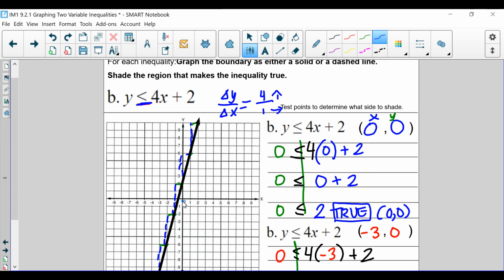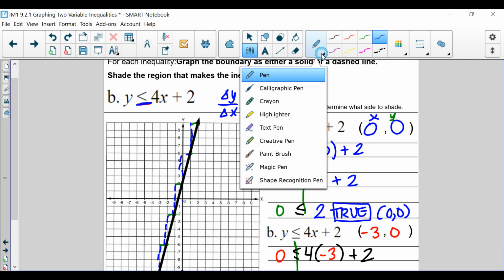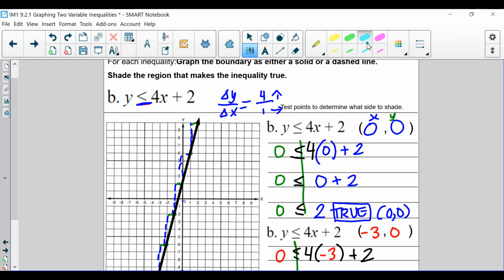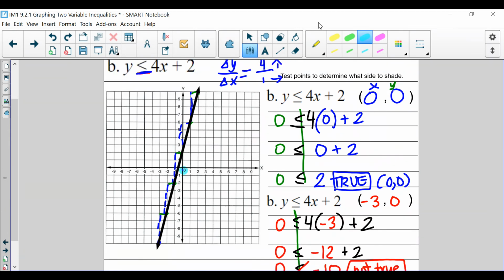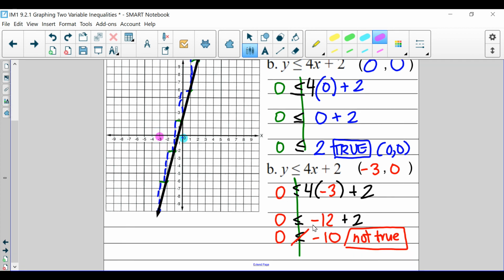I'm always going to test the point (0, 0). Why? Because (0, 0) is super easy. You put in x for 0, you put in y for 0, and then you see, does it make a true statement? When I did that, it does make a true statement. That means that this point is a solution to the inequality. Then what I do is I test a point on the other side, below. I tested (-3, 0), and I noticed that is not true.